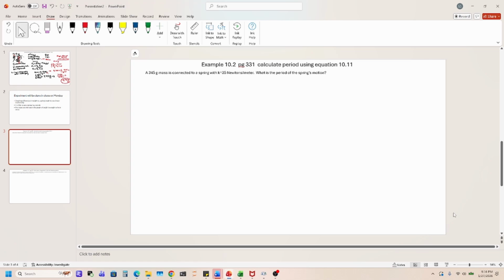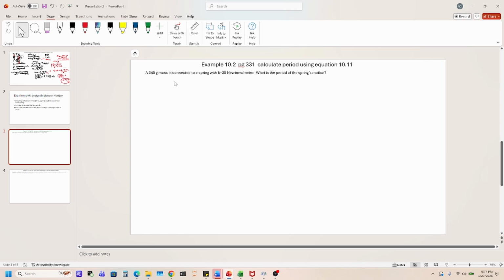Let's try another example. It's on page 331 in the textbook. It's example 10.2. We're going to use equation 10.11 to calculate the period of a spring's motion. So we have a 345-gram mass that's connected to a spring with a spring constant of 35 newtons per meter. And we're trying to figure out what the period of the spring's motion will be.